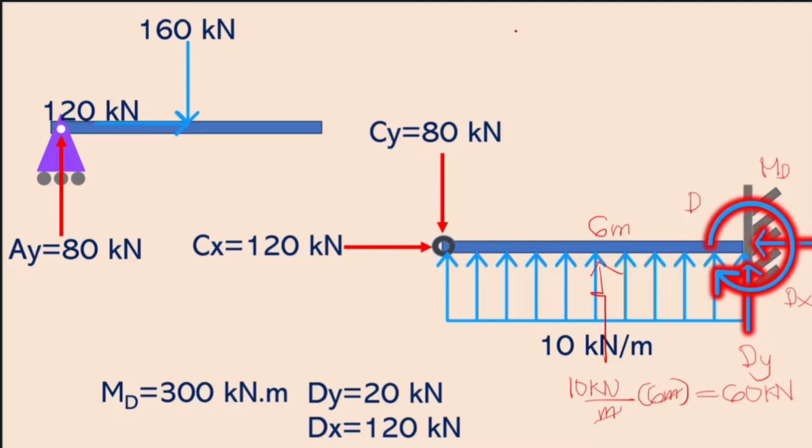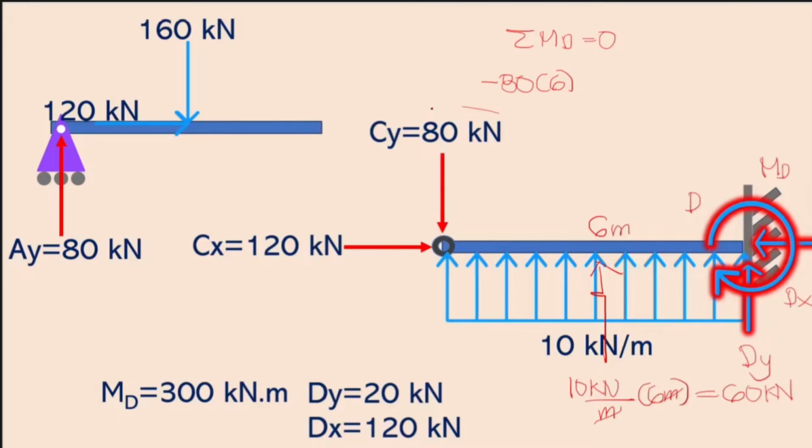And so we have this one, a summation of moments about D, equal to 0. We have this force, which is 80 kN, multiplied by the moment arm, or the perpendicular distance. Now that's 6 meters, because this force forms a right triangle with our beam. And so this is our perpendicular distance. I hope that's clear. So we have minus 80, times 6.